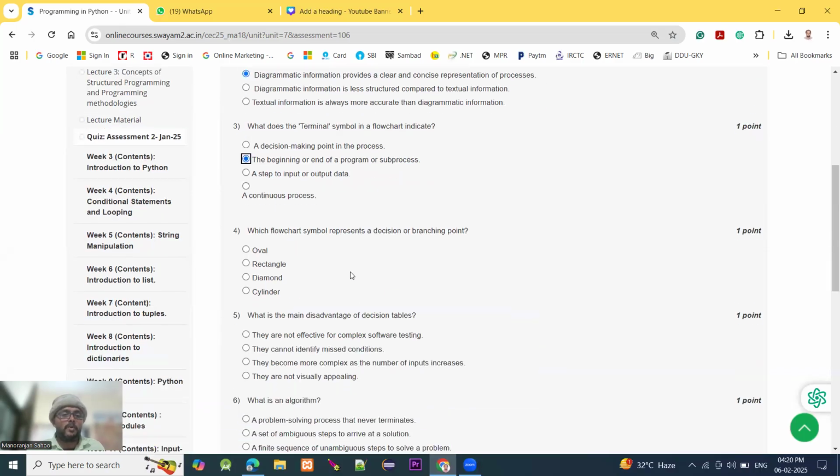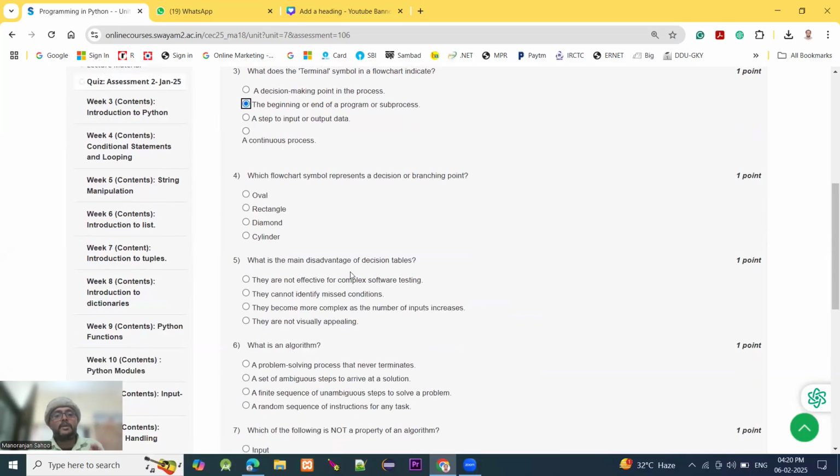Moving to question number 4, which flowchart symbol represents a decision or branching? A decision or branching. You remember the diamond flowchart. Okay. The diamond flowchart symbol represents a decision or branching point.